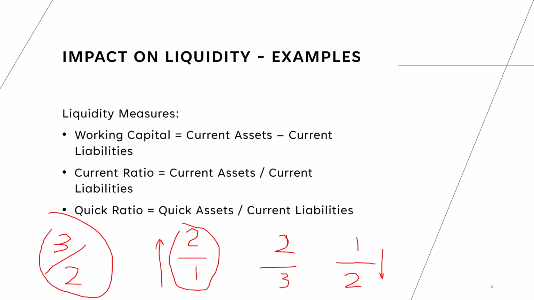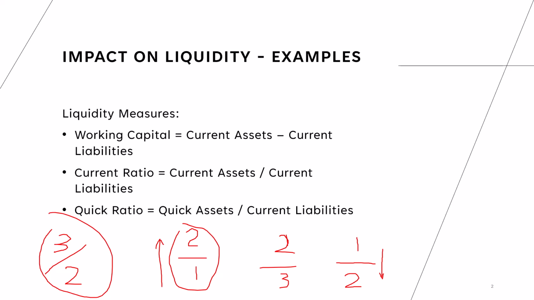Another question: if you're acquiring long-term assets using cash, how is that going to change your liquidity? Intuitively, it's going to reduce your liquidity, because you had a liquid asset, which was cash, but you converted it to an illiquid asset, which is a long-term asset. So in that case, all the liquidity measures go down.